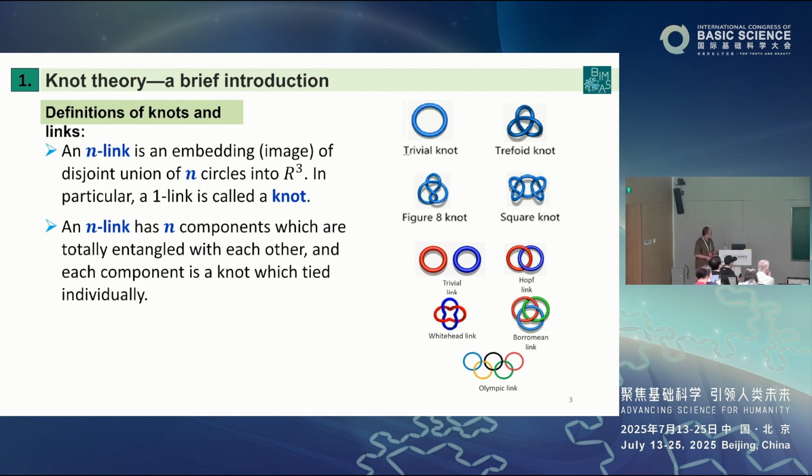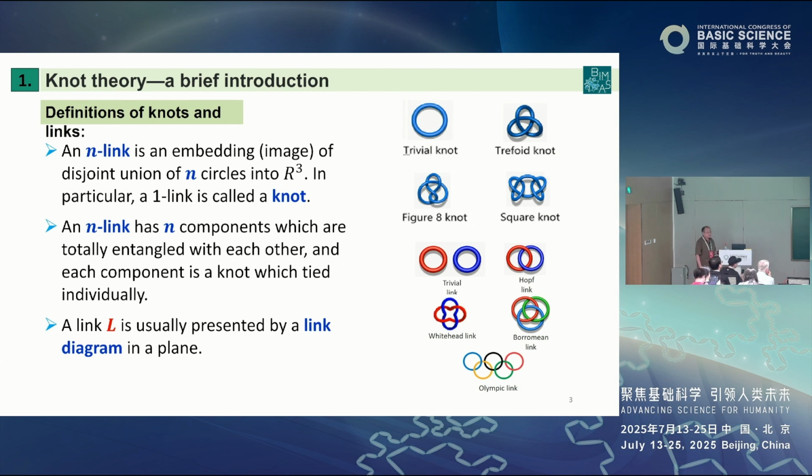So first, let's give a quick review on knot theory. So we know a link is an embedding of a disjoint union of n circles into the space. In particular, a one-component link is called a knot.